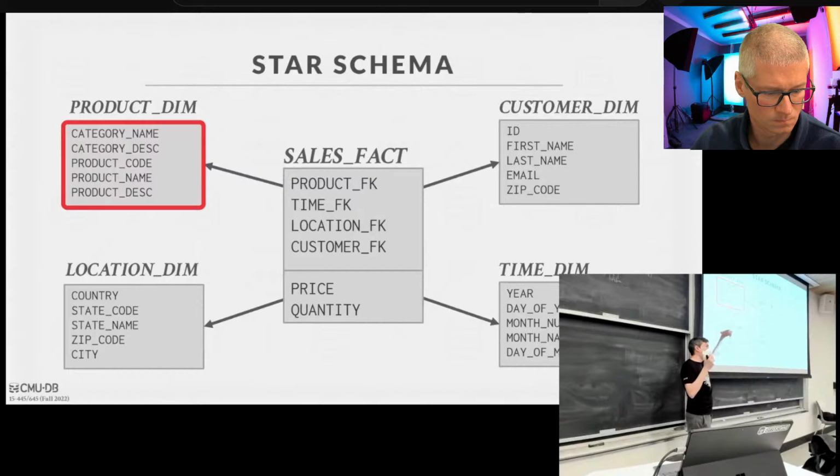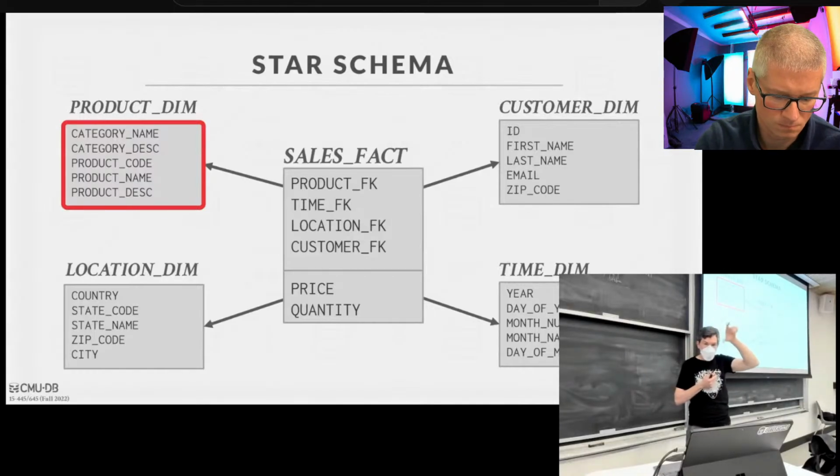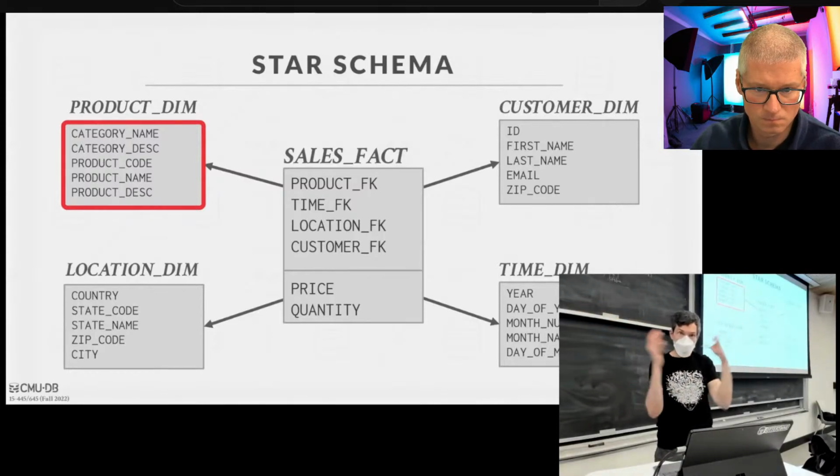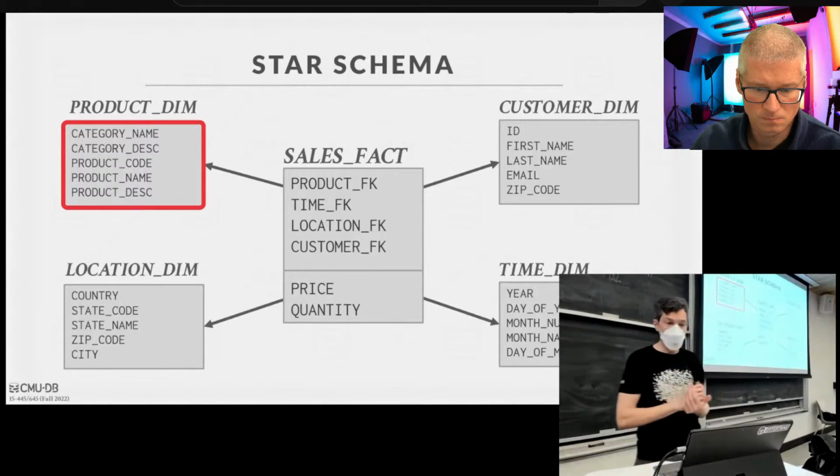Think of like if I had, say, the product one, right? I could have one table for category, and that would be a separate table. Another table for the product would be a separate table. Like you spin out everything, you have multiple levels going out. You just condense it down so you have one level of dimensions going out.